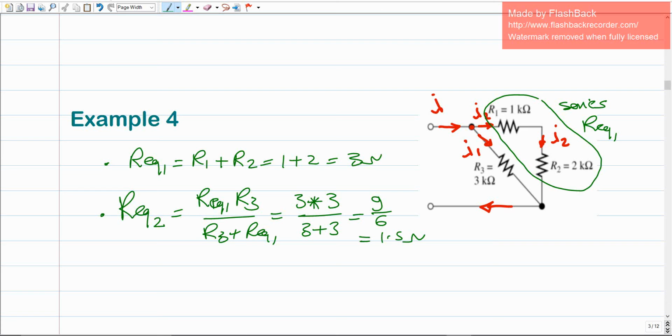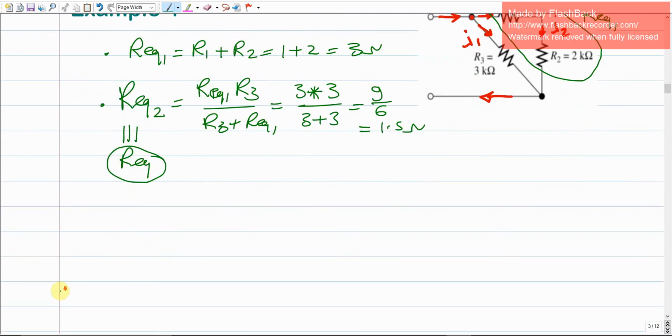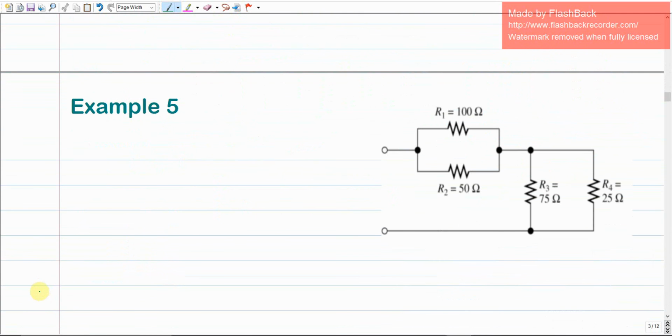Then what we've done here, basically we combined these two into R equivalent 1. We combined their equivalent with R3. So we're going to end up with R equivalent 2, which should be the total R equivalent. So there is no more simplification for this electrical circuit. This is going to be the simplest form, and the overall equivalent resistance is just 1.5 ohms for all of these resistors. Make sense? Another example here, and this is going to be the last one for calculation of the equivalent resistance.